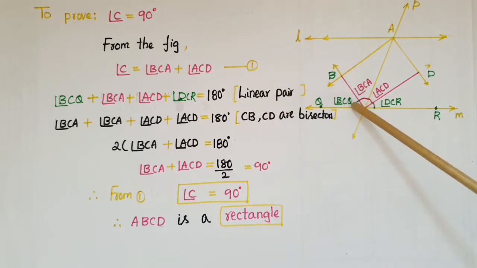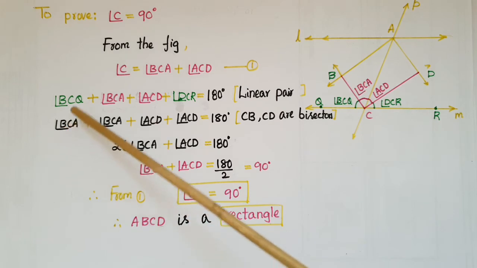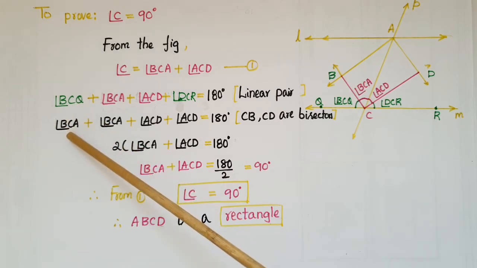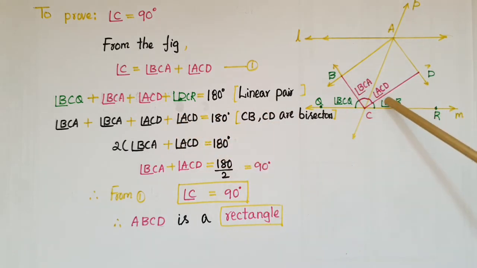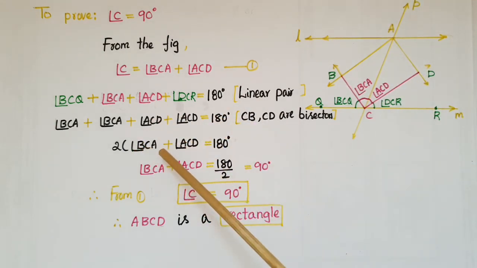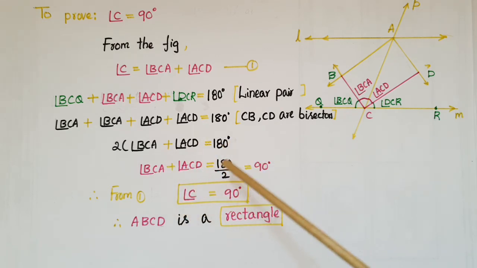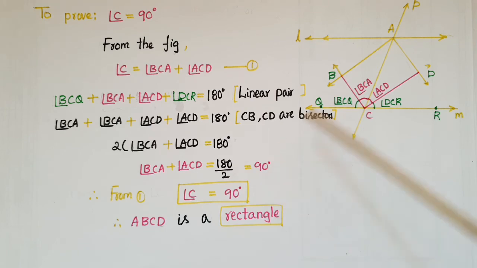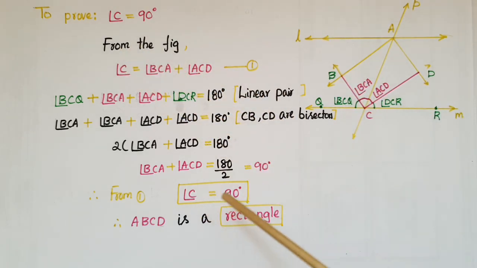And angle BCQ is equal to angle BCA because this is a bisector. So angle BCA plus angle BCA plus angle ACD plus angle DCR, which is equal to angle ACD because this is a bisector, is equal to 180 degrees. Then 2 into angle BCA plus angle ACD is equal to 180. Then angle BCA plus angle ACD is equal to 180 by 2, that is 90 degrees. So angle BCA plus angle ACD is nothing but angle C. Therefore angle C is equal to 90 degrees. So ABCD is a rectangle.